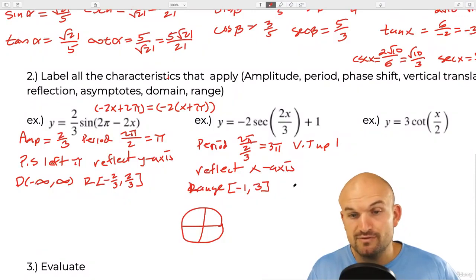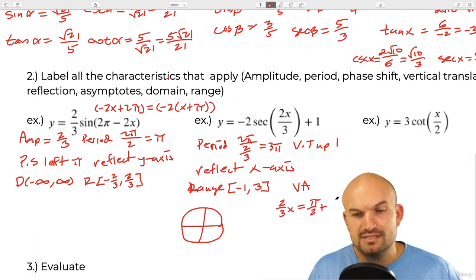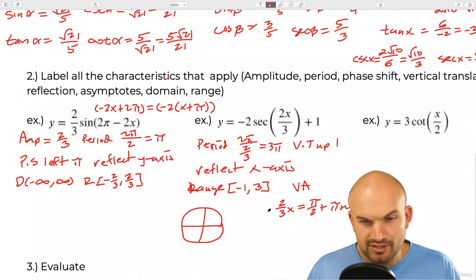So all you're simply going to do for the vertical asymptotes is take whatever's inside your function, so in this case 2/3 x, and set that equal to pi halves plus pi n. That is the asymptote equation based on our notes. Then you can just solve for x.